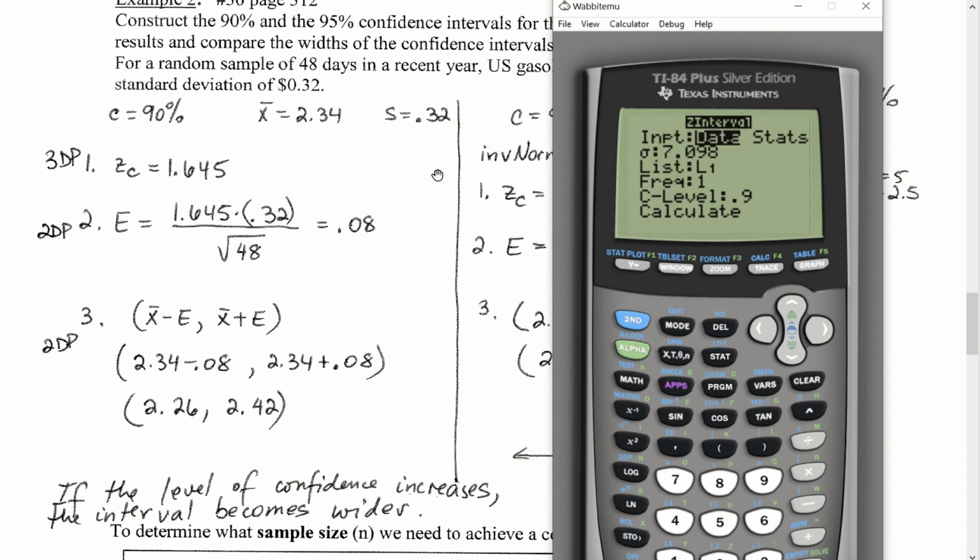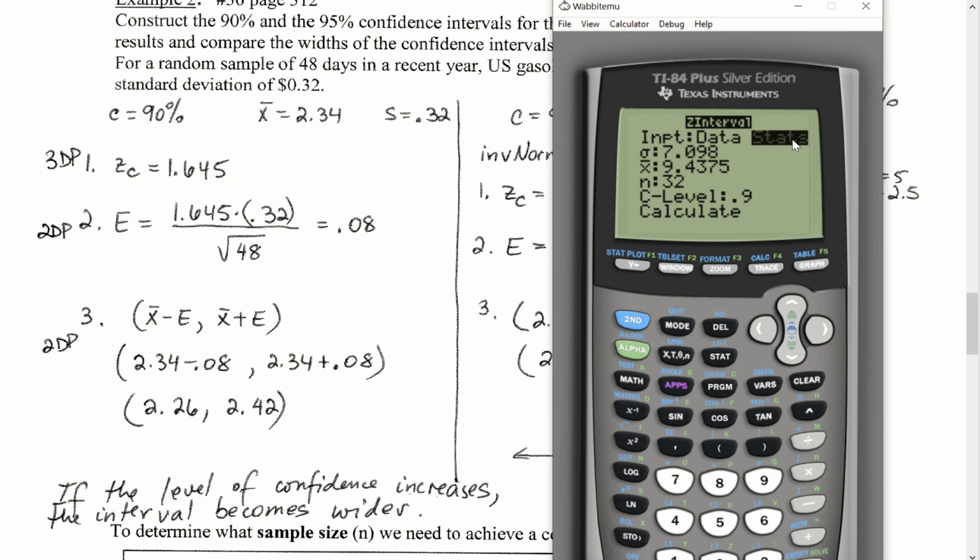The difference between example 2 and example 1 is that in example 1 we had that raw data, so we needed to work off of the data ribbon. Here they don't tell us the values of all 48 prices at gas stations. They just give us the summary statistics. So we need to work off of the stats ribbon. I move the cursor over, I highlight stats, hit enter.